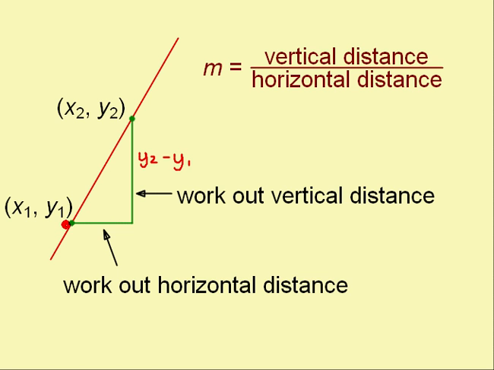The horizontal distance works in the same way, but with the x coordinates. So this will be x2 minus x1. So now we have a new formula for our gradient. It's the vertical distance, that's y2 minus y1, divided by the horizontal distance, that's x2 minus x1. This is a really important formula which you'll be using a lot because it allows you to work out the gradient of any line if you know 2 points on that line.